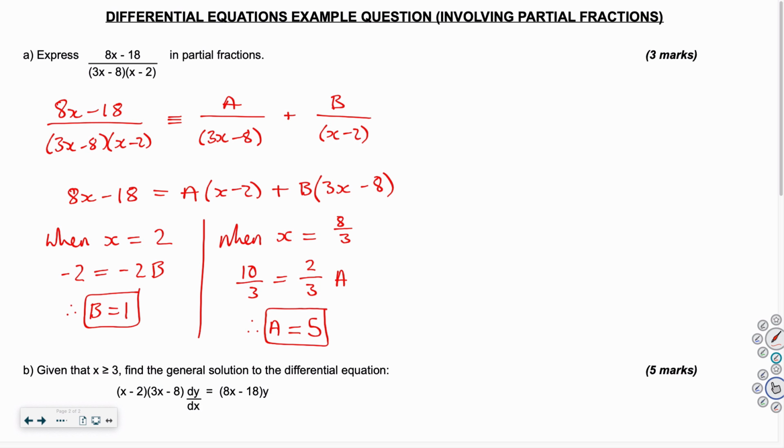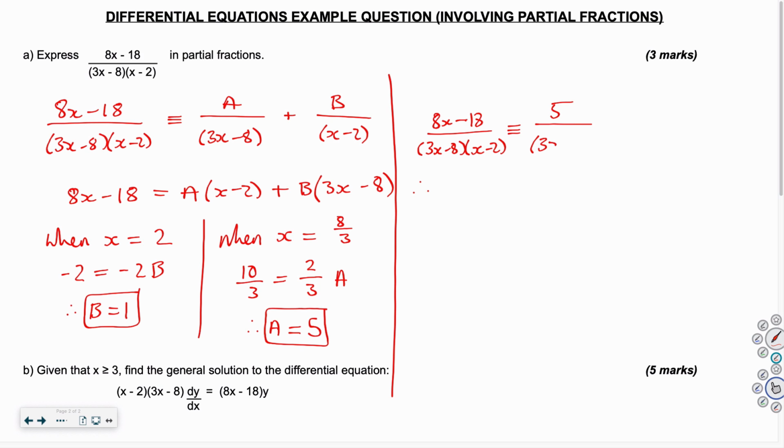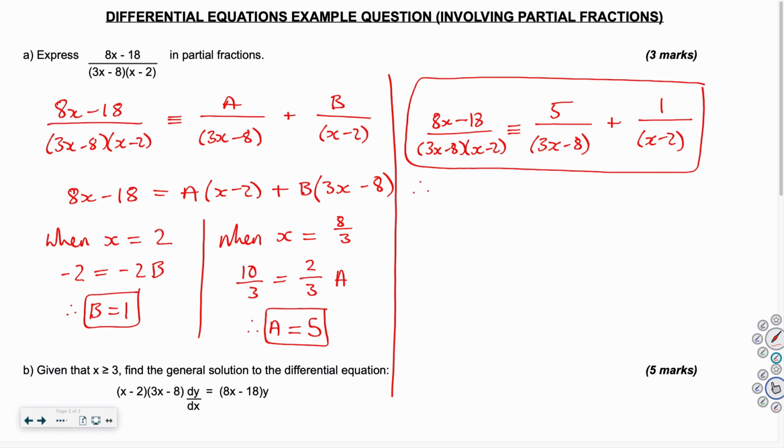So we haven't finished just yet, because now we want to put that back into this form here. I'm just going to move that over a little bit and draw a line. Therefore, (8x minus 18) divided by (3x minus 8)(x minus 2) is identical to, the 5 went over the 3x minus 8, so we're going to get 5 over 3x minus 8, and then the B went over the x minus 2, so plus 1 over x minus 2. And that is our final answer.